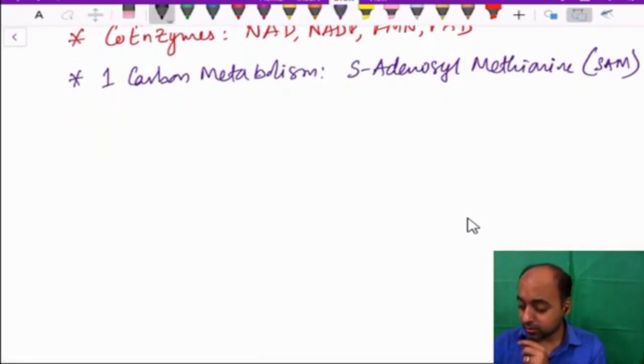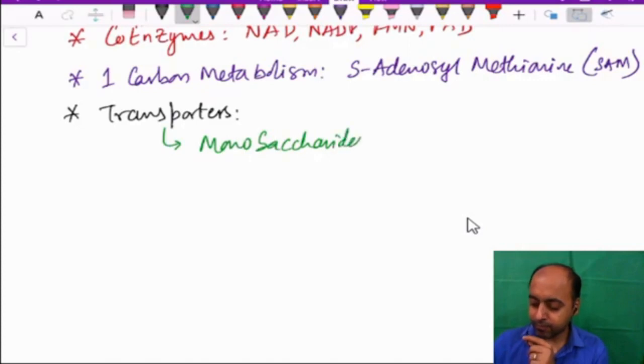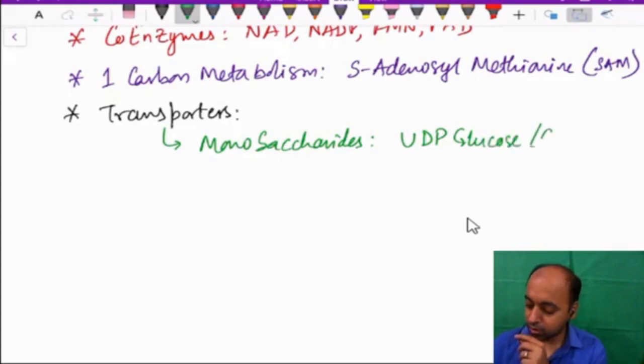Lastly, they can help as transporters. They help to transport the monosaccharides, for example, UDP glucose or the UDP galactose.